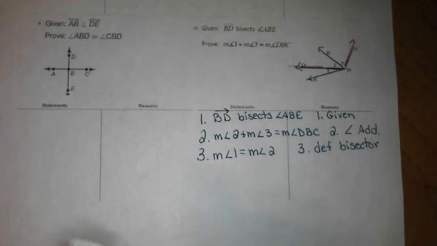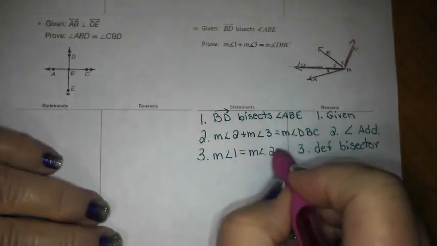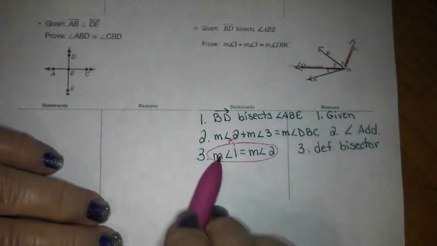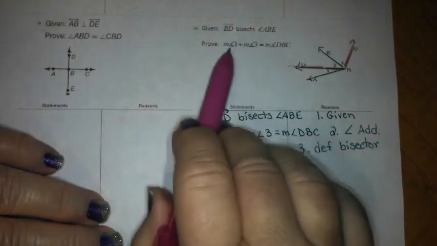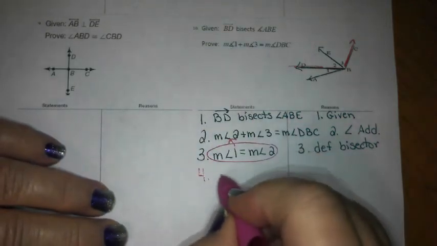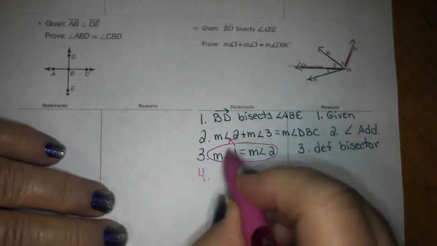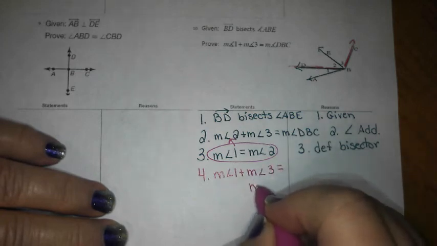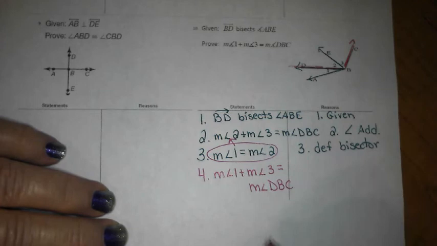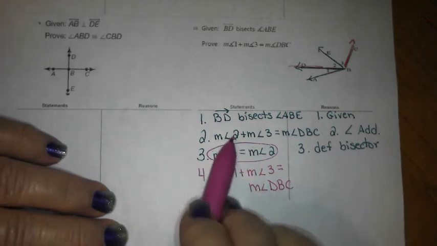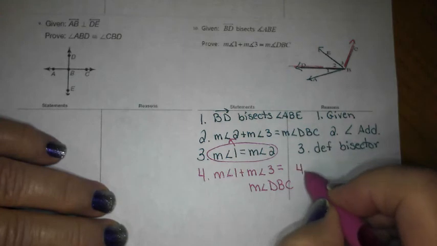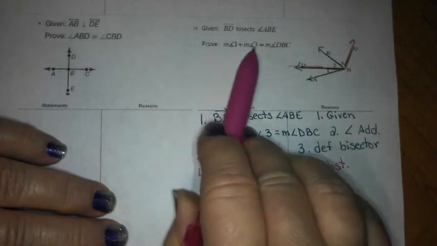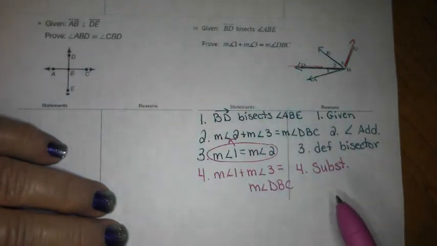Now, I think I've got something. If angle 1 and 2 are equal, can I take angle 2 out of here and put angle 1 in its place? And that'll get me what I'm trying to prove. So I can replace angle 2 with angle 1 because they were equal. And now it says angle 1 plus angle 3 is equal to angle DBC. So remember, if two things are equal, I can replace one with the other. That's called substitution. And I think that's what we were trying to prove, that angle 1 plus angle 3 is equal to angle DBC. We're done.